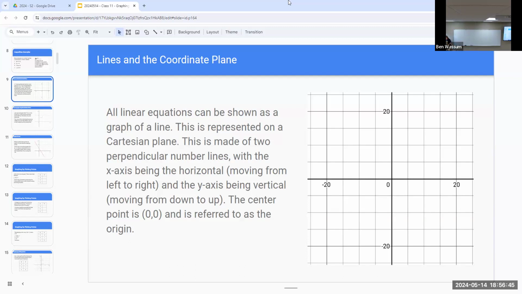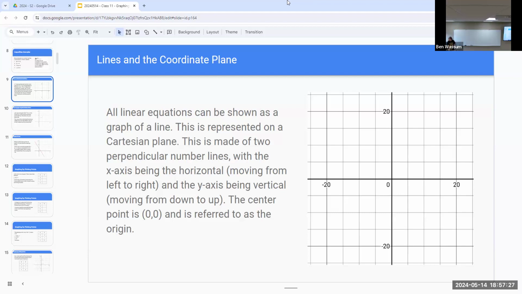So, lines in the coordinate plane. All linear equations can be shown as a graph of a line. So all of the straight lines that we've been doing, x is equal to 4, that sort of thing, we can draw them all as a line. They're represented by a Cartesian plane. No, you're not going to have to memorize that word or how to spell it. It is literally your standard graph. You have an x-axis going horizontally, you got a y-axis going vertically. They meet at a point, you call that point the origin, and that's the point where they're at 0, right?